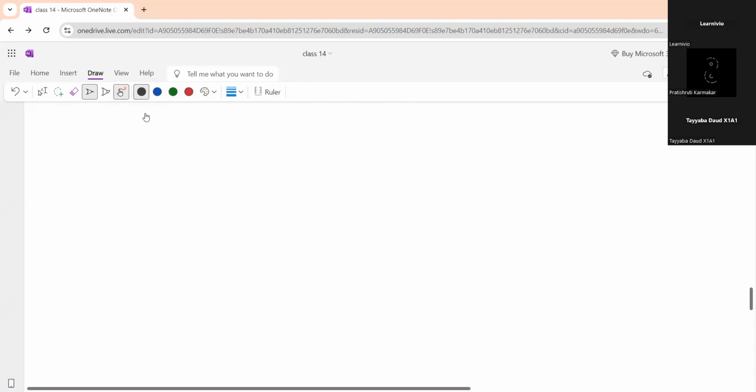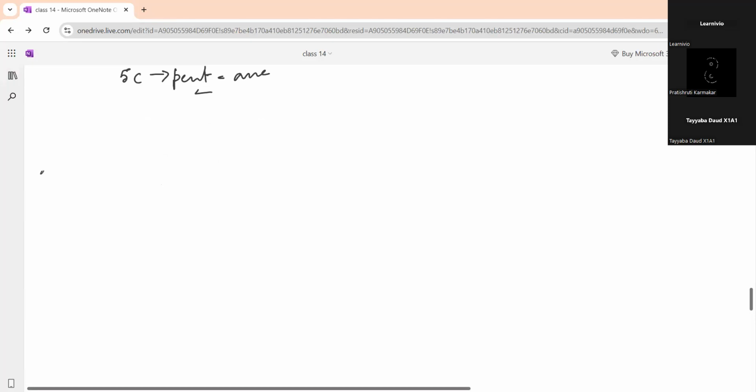Okay, we have enough space. So what we are going to do: 1 carbon, 2 carbon, 3 carbon, 4 carbon, 5 carbon, 6 carbon. And here we have 1 sigma, no pi, 1 sigma.